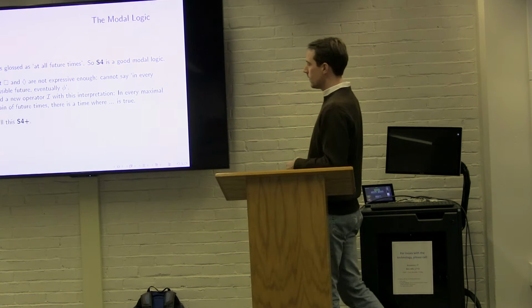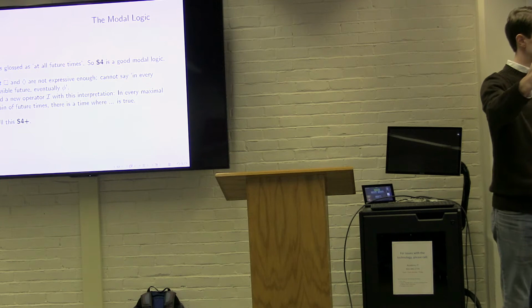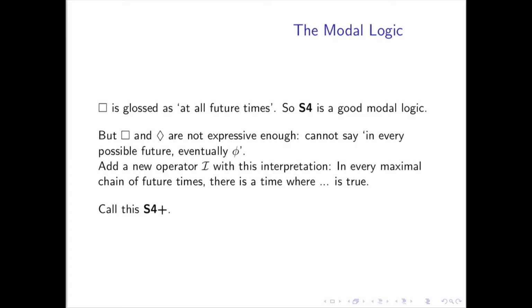But here's a wrinkle. The usual box and diamond aren't expressive enough because we want to be able to say that something will hold in the future, at some point, some unspecified point. So we can add a new operator, mathcal I, which I pronounce inevitably, with the intended interpretation meaning that no matter how the future turns out, at some point it will be the case that phi.